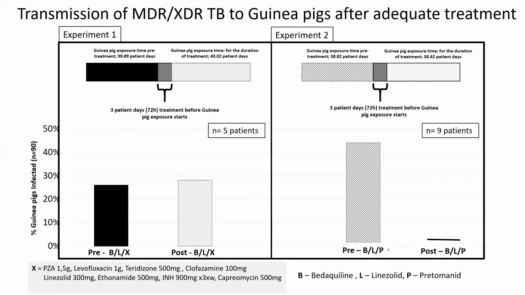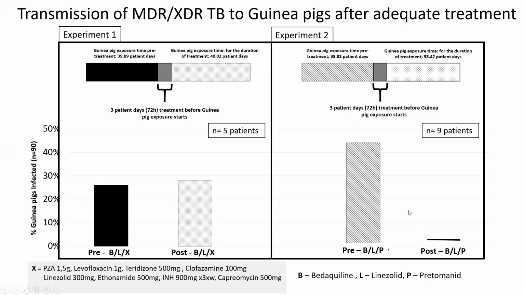Now, we have recently been doing similar experiments in South Africa, and we recently showed that in patients with MDR-TB and XDR-TB who have failed treatment, adding bedaquiline and linezolid did not have that immediate effect on transmission. At least in the first 11 days, we saw no difference in the number of guinea pigs who were infected by a group of 5 patients who were treated with bedaquiline and linezolid. However, in another experiment where we applied the NICS regimen for highly drug-resistant patients, we found complete suppression of transmission within that first 11 days.